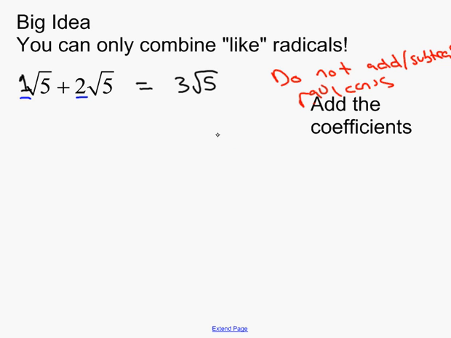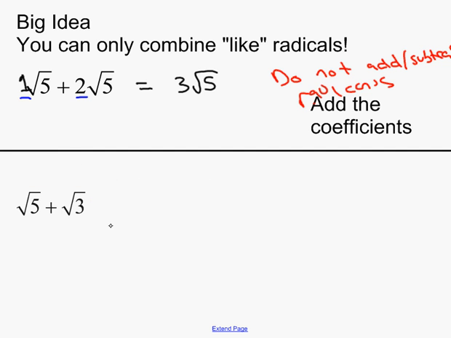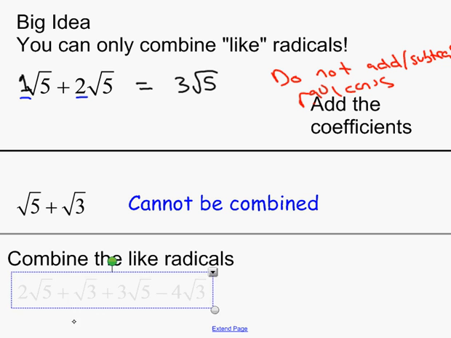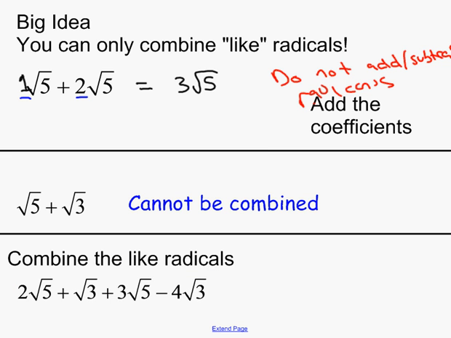Okay, so let me give you an example of two radicals that you can't combine. Radical 5 and radical 3, they cannot be combined because the radicand is not the same. You can only combine like radicals. Okay, so see if you can combine the like radicals here. Pause the video, take a minute, see if you could do it.